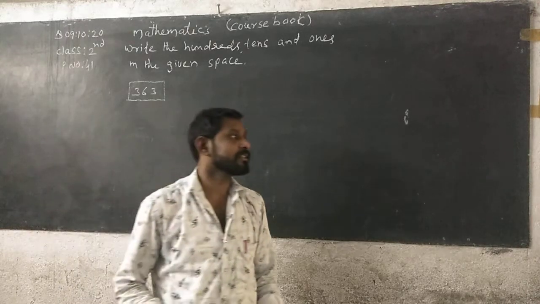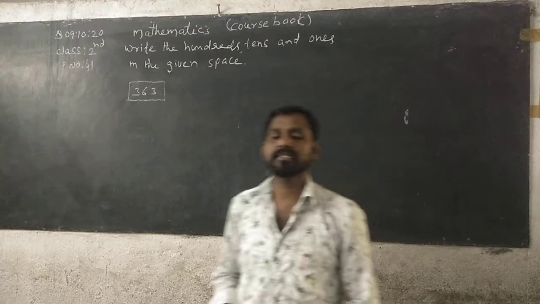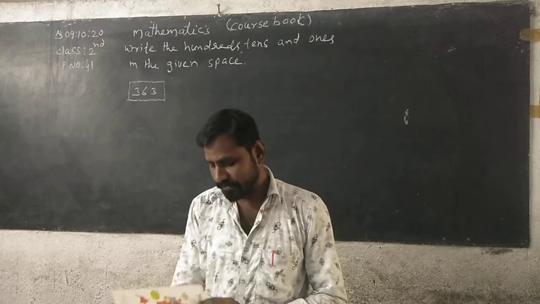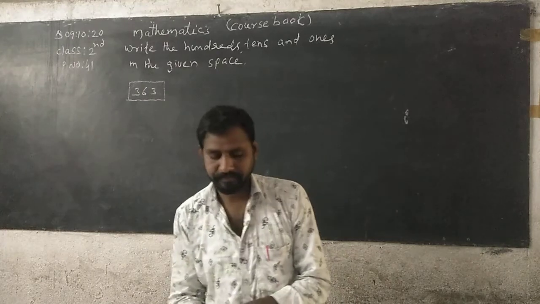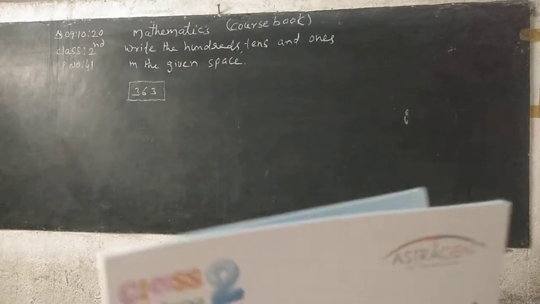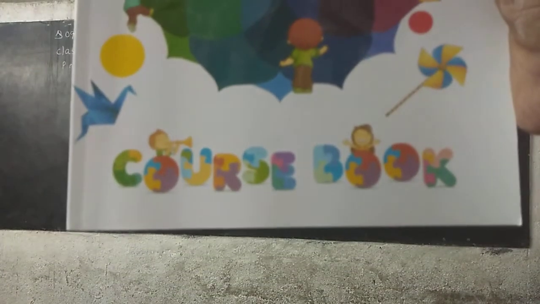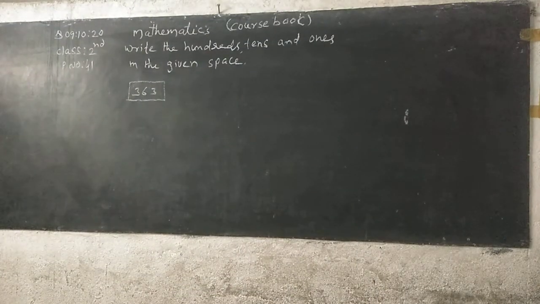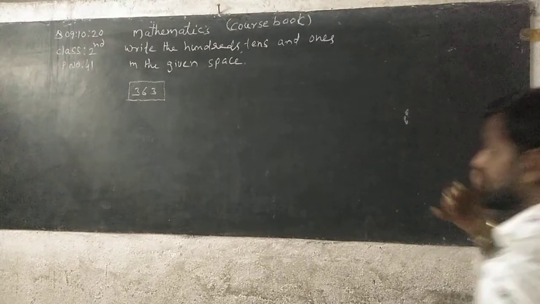Today we will discuss places: hundreds, tens, ones. From your course book, volume 2, page number 41, beta. Everybody take your course book, volume 2 course book beta, not volume 1. Class 2, volume 2, page number 41. See here, listen carefully to what I am saying.